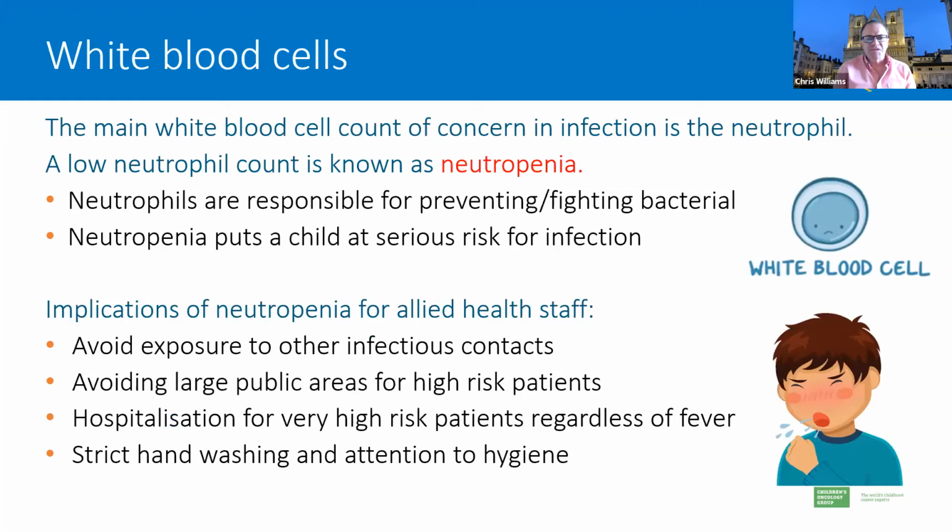And the third group of the cells that are produced in the marrow, affected by myelosuppression, comes from the white blood cells. And the main white blood cell count of concern in infection is what's known as the neutrophil. And a low neutrophil count is known as neutropenia. The neutrophils are responsible for preventing and fighting bacterial and fungal infections. And having a low neutrophil count, a neutropenia, puts a child at serious risk of infection, and particularly bacterial and fungal diseases. So the implications are to avoid exposure to other infectious contacts.